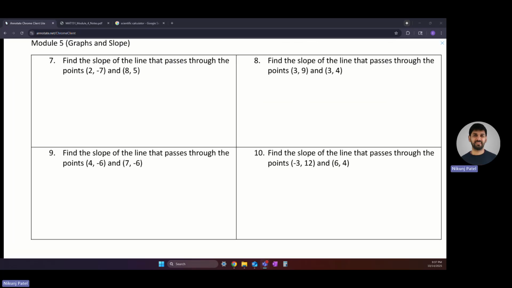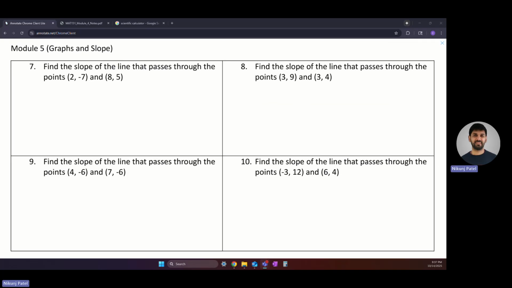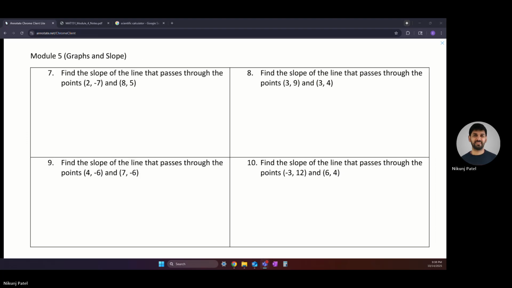So the first four problems here ask the same thing, which is find the slope. And in these examples, you're given two coordinates.